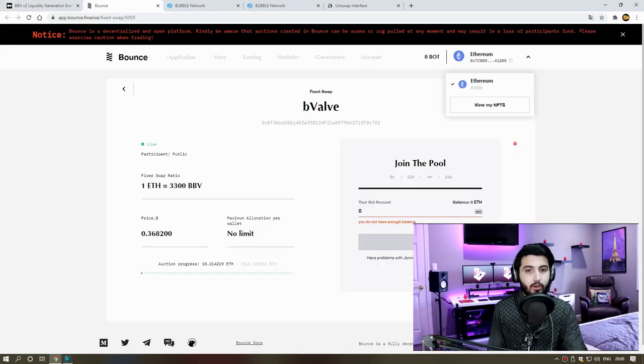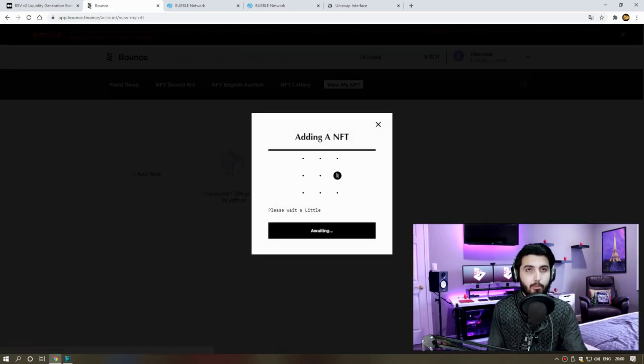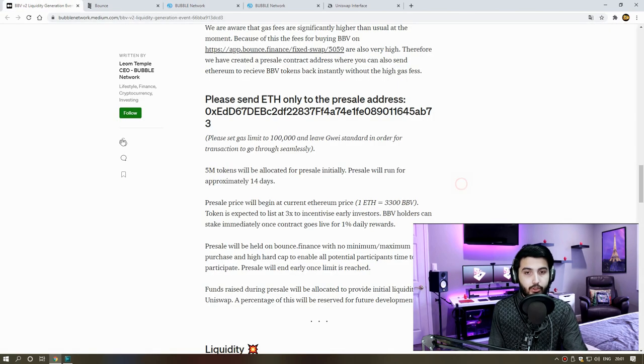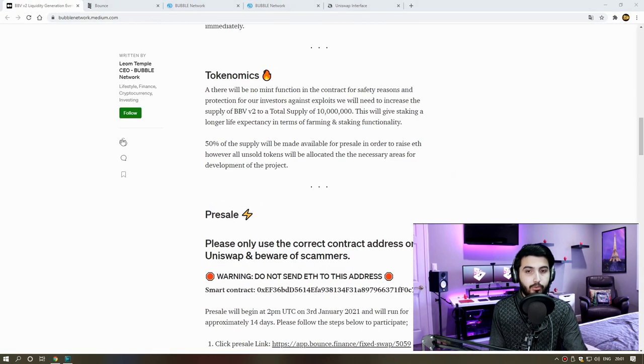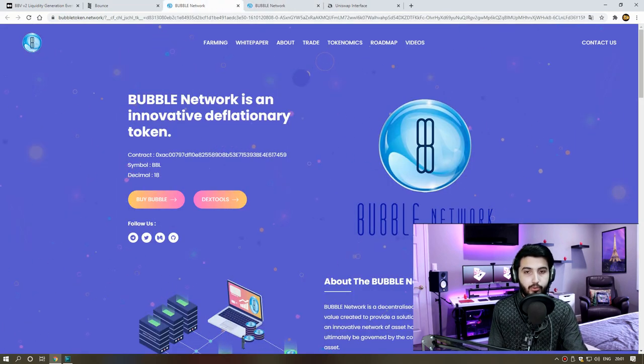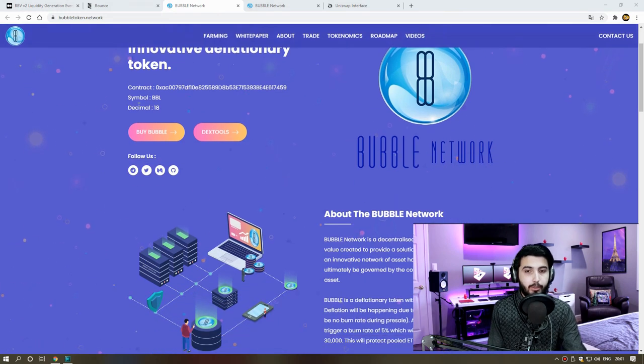Presale will be held on Bounce Finance with no minimum, maximum purchase and high hard cap to enable all potential participants time to participate. Presale will end early once limit is reached. Funds raised during presale will be allocated to provide initial liquidity on Uniswap. A percentage of this will be reserved for future developments. So guys, we will earn 1% stake per day.